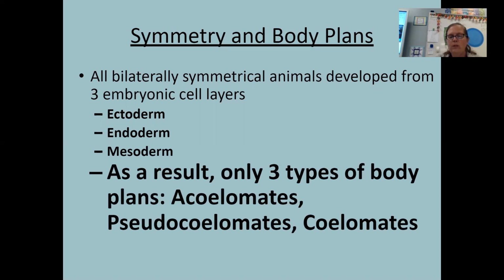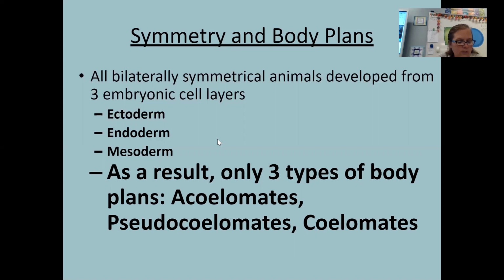As a result of these 3 layers, there's 3 body types that come out: acoelomate, pseudocoelomate, and coelomate. The root word coelo, C-O-E-L-O, refers to cavity. So you're talking about a body cavity. So the coelomates are going to have a true body cavity. Pseudo means false, so that they're going to have a false body cavity. And A means without, so they're not going to have a body cavity. And the 3 worms show 3 body types.